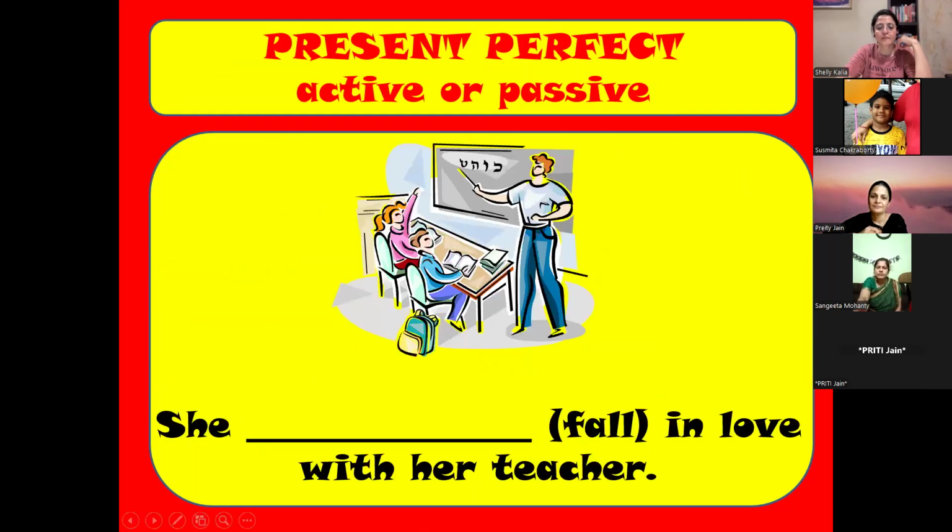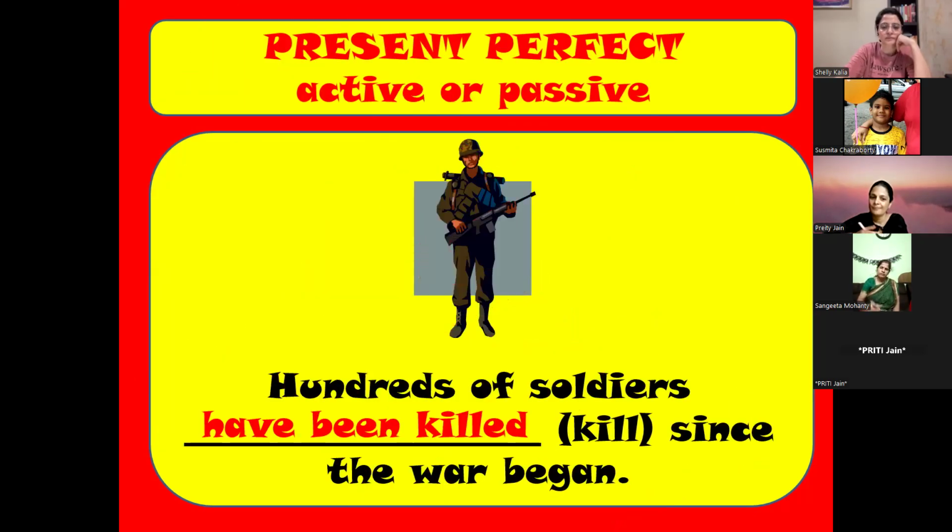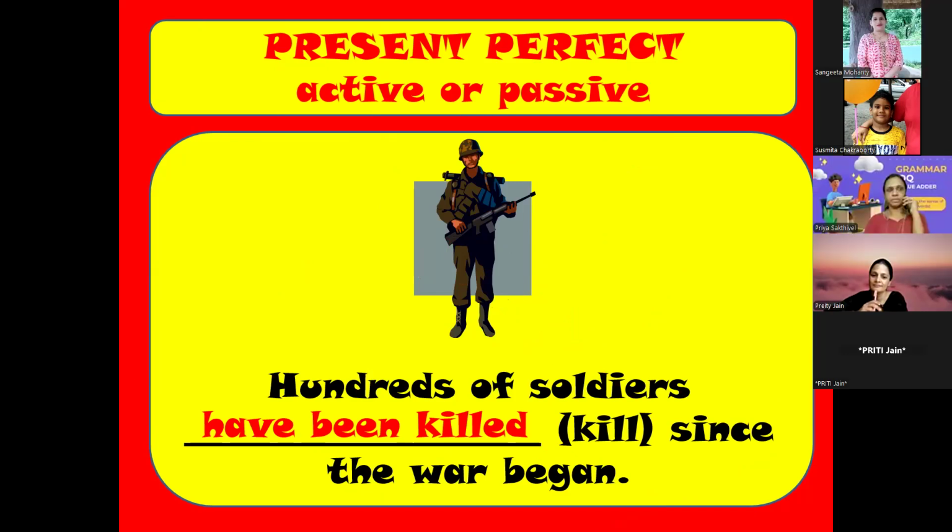Yes, Mosina. This is correct, na? Hundreds of soldiers have been killed. Hundreds of soldiers मारे गए हैं since the war began. तो इसीलिए मैम ये एक्टिव होगा ना? नहीं, this is a passive. Have been killed, मारे गए हैं. Been killed मतलब someone should be there who has killed. Okay, ma'am.